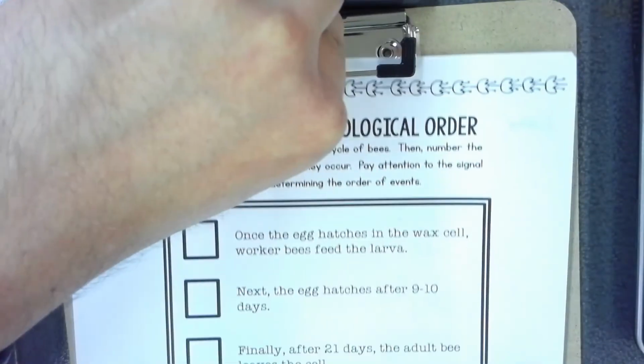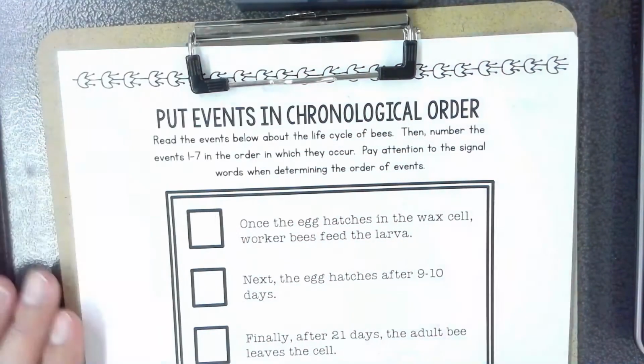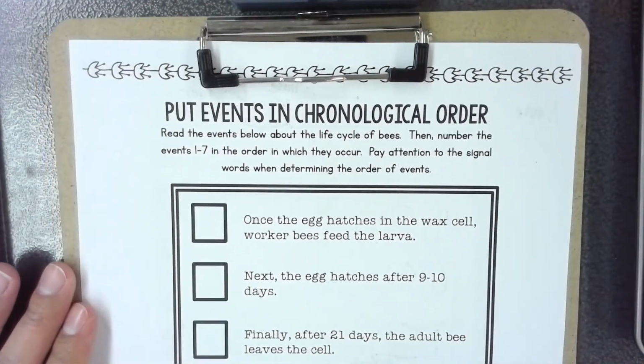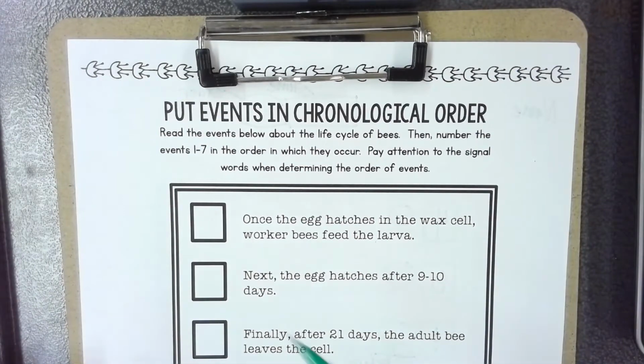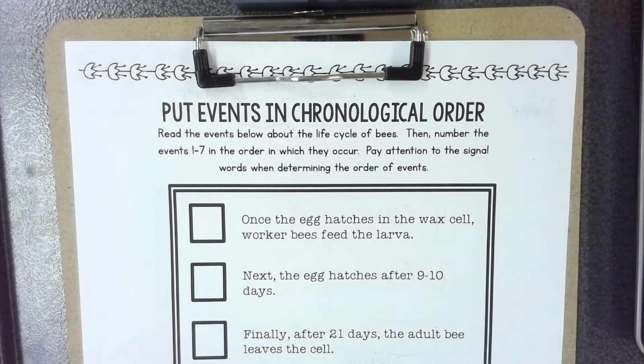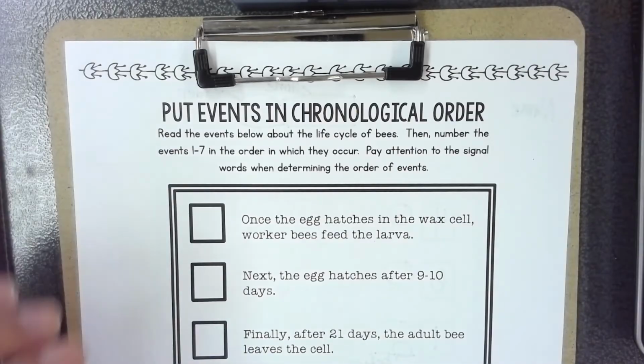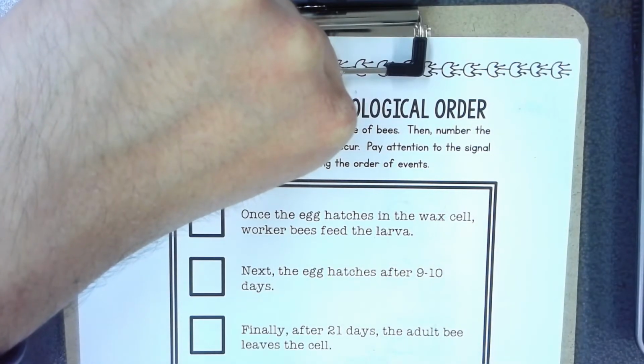And we're going to read the events below about the life cycle of bees. Then number the events 1 through 7 in the order in which they occur. Pay attention to the signal words when determining the order of events. So let's read our events first and determine which one is going to be first.